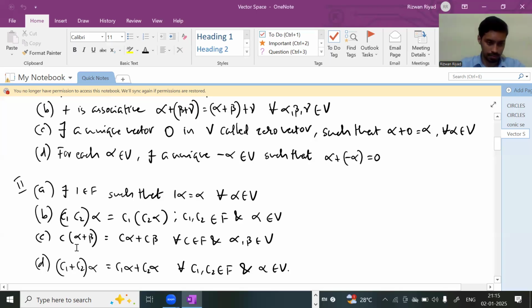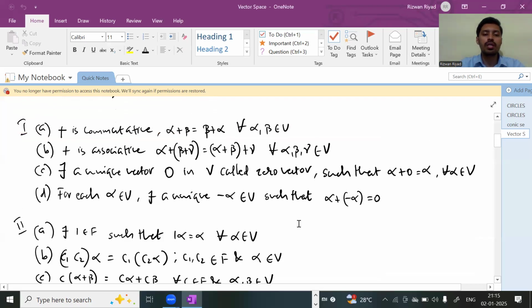Now move to the next one: C times alpha plus beta will be equal to C alpha plus C beta. This will happen for all C belonging to F and for all alpha, beta belonging to the vector space V. Next, the last one: C1 plus C2 multiplied by alpha will be equal to C1 alpha plus C2 alpha, for all C1, C2 belonging to F, any two elements from the field F, and for all alpha belonging to V.